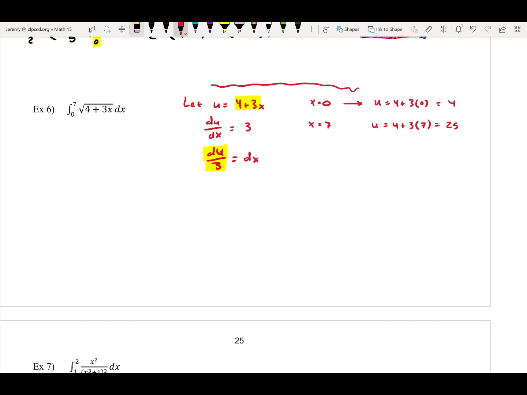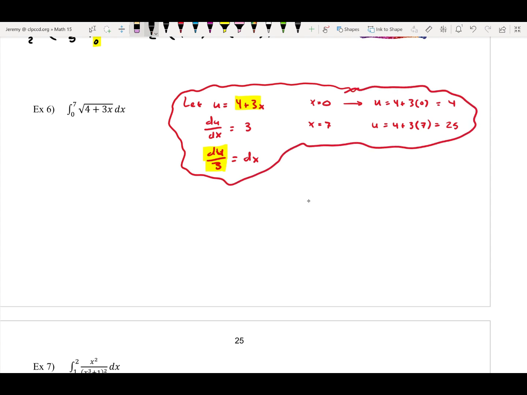All right, good. I'll sort of put that in a bubble. And let's rewrite this integral. Now we will be integrating from 4 to 25. And the integrand is just the square root of u du over 3. That's what we're left with after doing all of those substitutions. I'll bring the 1/3 on the outside. I'm kind of in the habit of doing that.